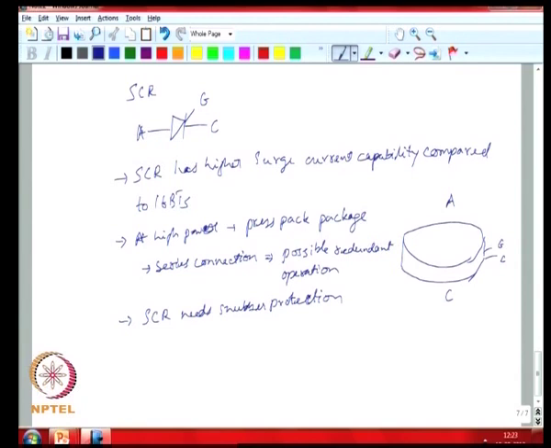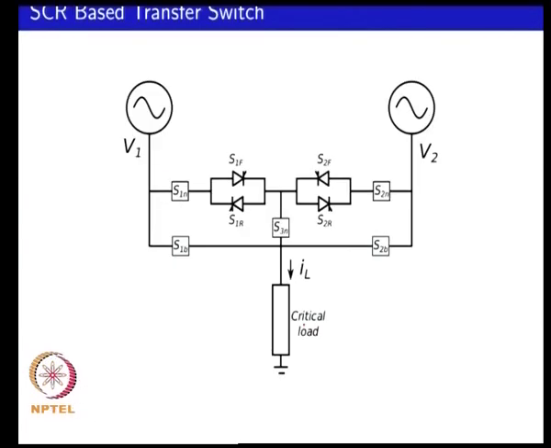Okay. An example of SCR based transfer switch is shown over here. What is shown is essentially a single line diagram of a transfer switch, and you have two sources. The first source might be considered a prime source. So, under normal conditions, your power flow would be from your prime source. When the prime source, for some reason, if the power quality becomes poor, you switch over to a secondary or an alternate source.